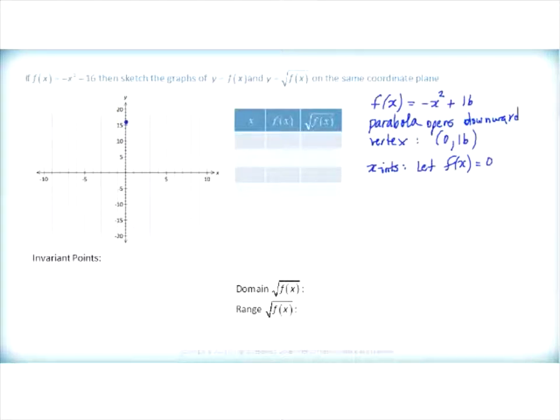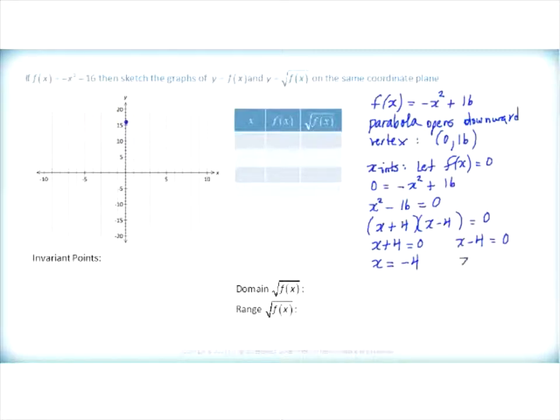So then we have 0 is equal to negative x squared plus 16. Bringing all the terms to the left-hand side results in x squared minus 16 is equal to 0. The left side can be factored as a difference of two squares: (x plus 4)(x minus 4) is equal to 0. One x-intercept occurs when x plus 4 equals 0, at x equals negative 4. And the other x-intercept occurs when x minus 4 equals 0, at x equals 4.